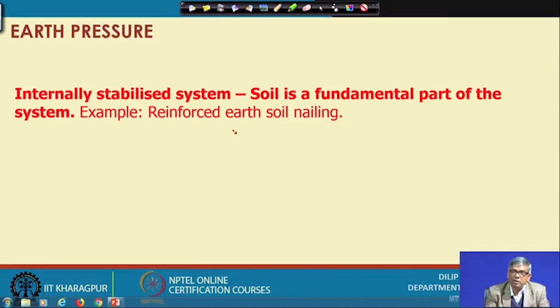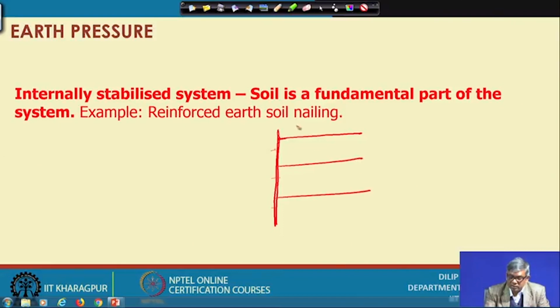Examples are reinforced earth and soil nailing. So, reinforced earth, soil nailing, what is it? All of you might have seen that nowadays close to the bridge approach and all, we will see some decorated facing element, and typically, unlike a gravity or cantilever retaining wall, it will be comparatively thin, and there will be small pieces, and each piece will have some reinforcement connected like this, and soil will be filled up.